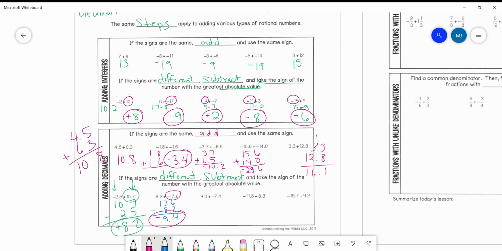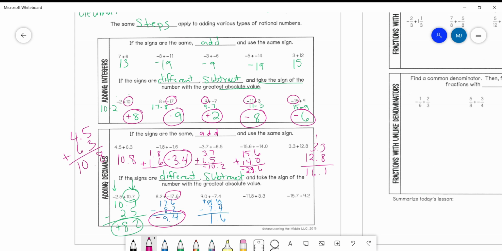9 plus a negative 7 4/10. So signs are different. Find the difference. Put the greater absolute value on top minus the smaller absolute value. Complete your subtraction, which we can't take 4 from nothing, so we must borrow from the ones column. So we've got 1 6/10.